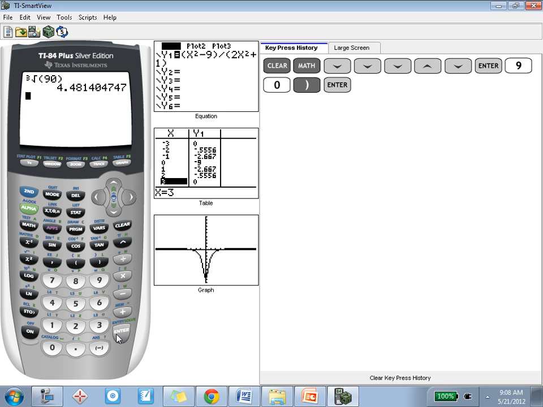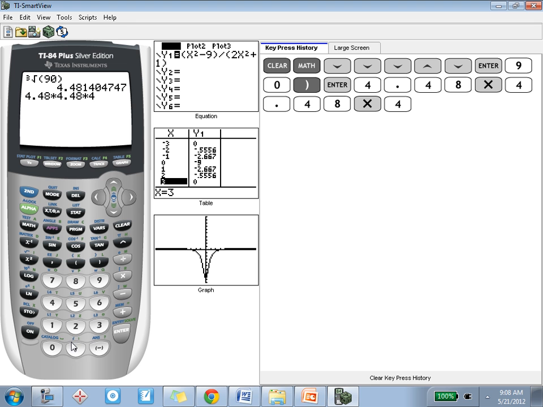So 4.48 times itself 3 times will give me roughly 90. Let's prove it. 4.48 times 4.48 times 4.48. Is my answer going to be under or above 90? Under, because I rounded down, right? But pretty darn close. Right?